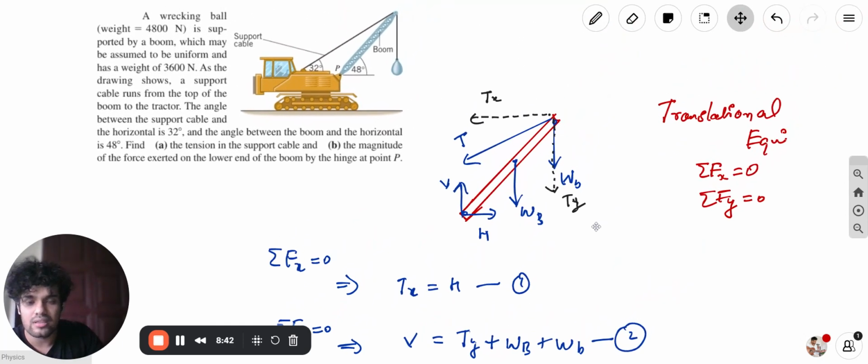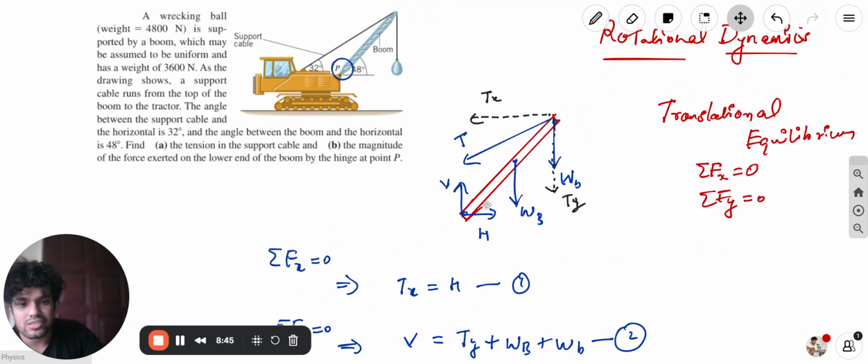So we have the angle 48. So this angle is equal to 48. This angle here is equal to 48, okay? And this angle here, with the tension going here, is equal to 32 degrees. So if this is 48, this entire thing becomes 48, right? This entire thing is 48 degrees.